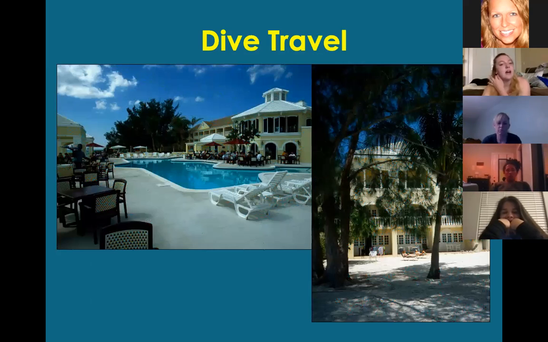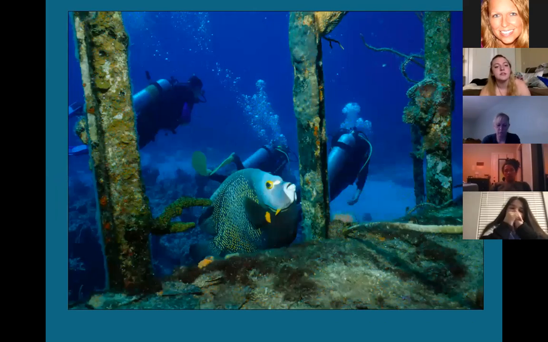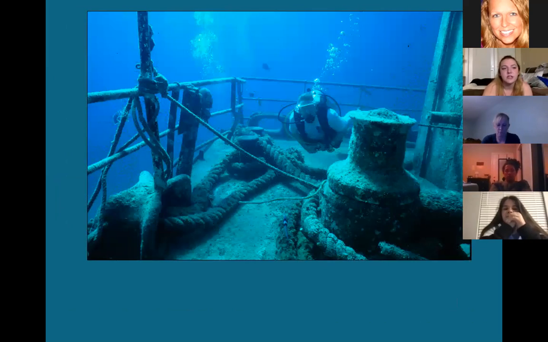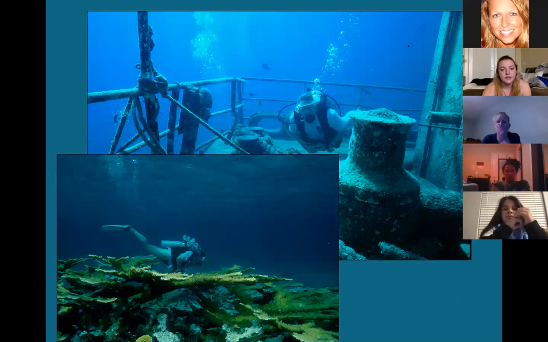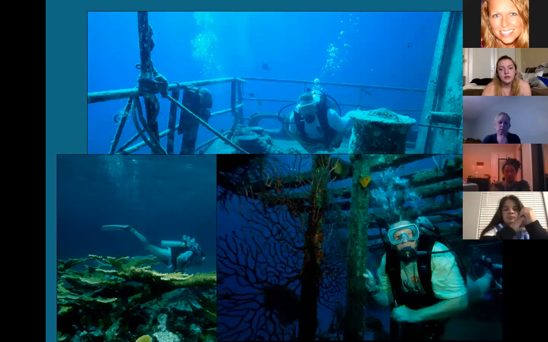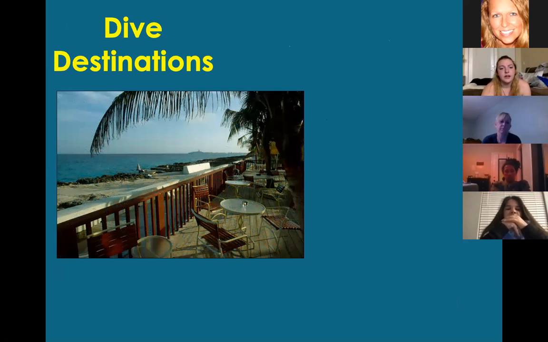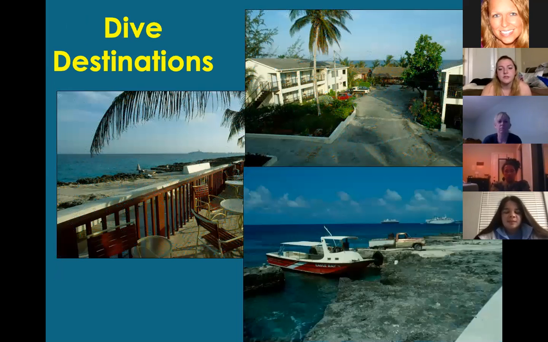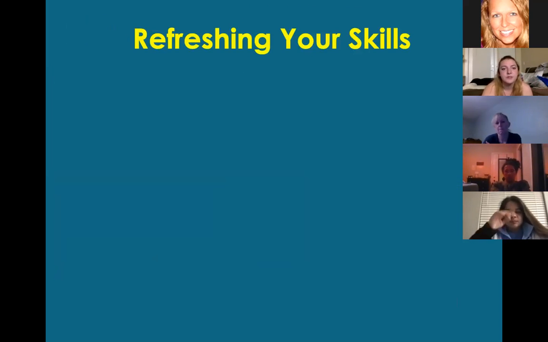And then dive travel, usually it's tropical kinds of things. Here's another fish, looks like on a wreck. Here's a shipwreck, diver on a shipwreck. Here's some corals, and that looks like maybe an artificial reef. And here's a couple pictures of dive destinations, dive boats.